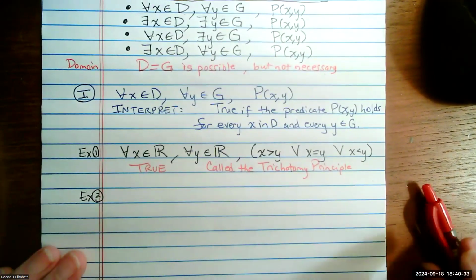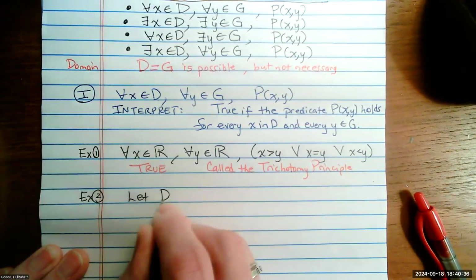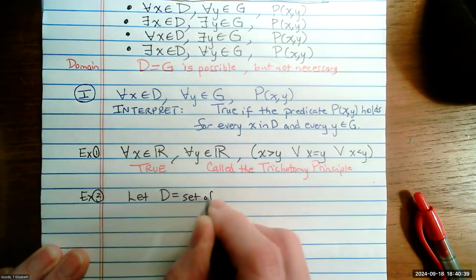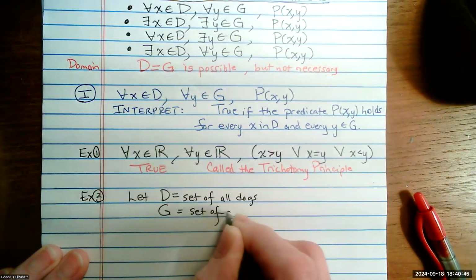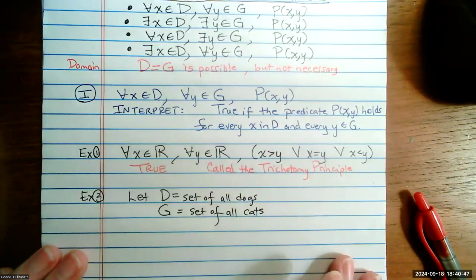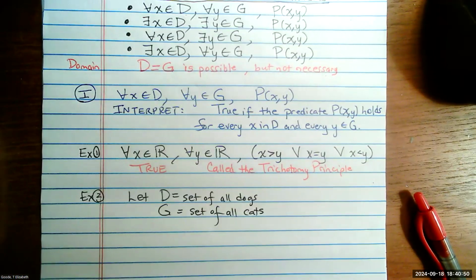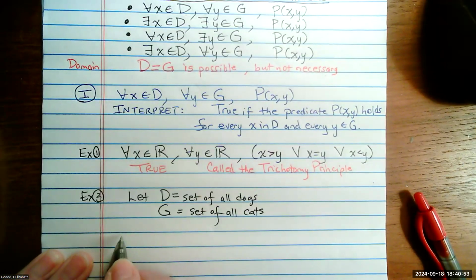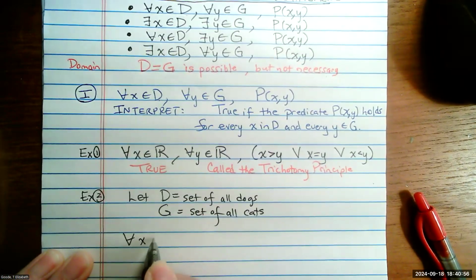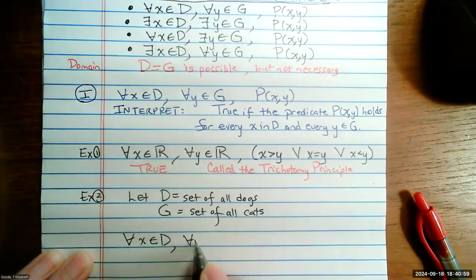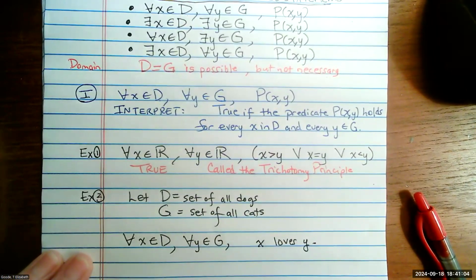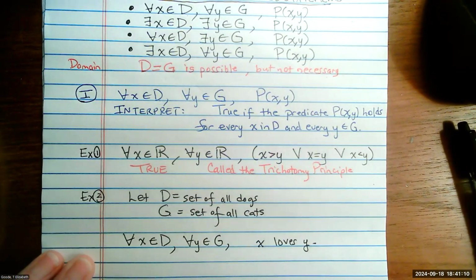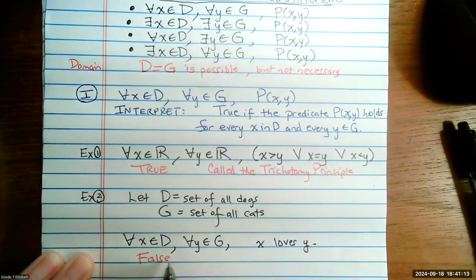All right, now let's look at an example that's kind of just more silly, not a number example, but just a little silly example. I'll let D equal the set of all dogs, and let's let G equal the set of all cats. And we could make up an example using that D and that G. So here D obviously is not equal to G. For all X in D and for all Y in G, X loves Y. So we're saying every dog loves every cat, which I think we all know certainly is false. So it's just kind of a silly little example.